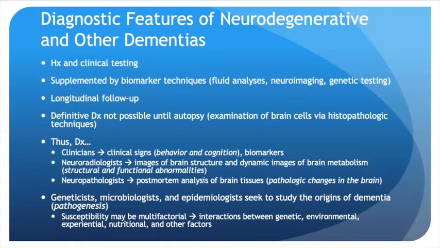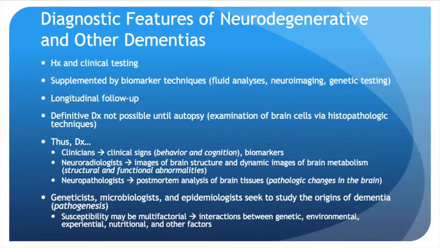Neuropathologically, via postmortem analysis of brain tissue, examining pathologic changes in the brain. It can also be examined genetically. Geneticists, microbiologists, and epidemiologists are currently, and have been for years, studying to determine the origins of dementia, the pathogenesis of the disease. The susceptibility to dementia seems to be multifactorial.